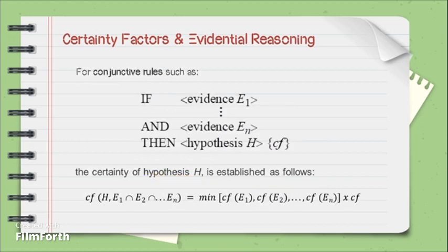So next is for conjunctive rules, such as if evidence E sub 1 and evidence E sub n, then hypothesis H with a certainty factor. So here is the given formula for getting the conjunctive rules of certainty factors. The AND logic here is getting the minimum value of the evidence.